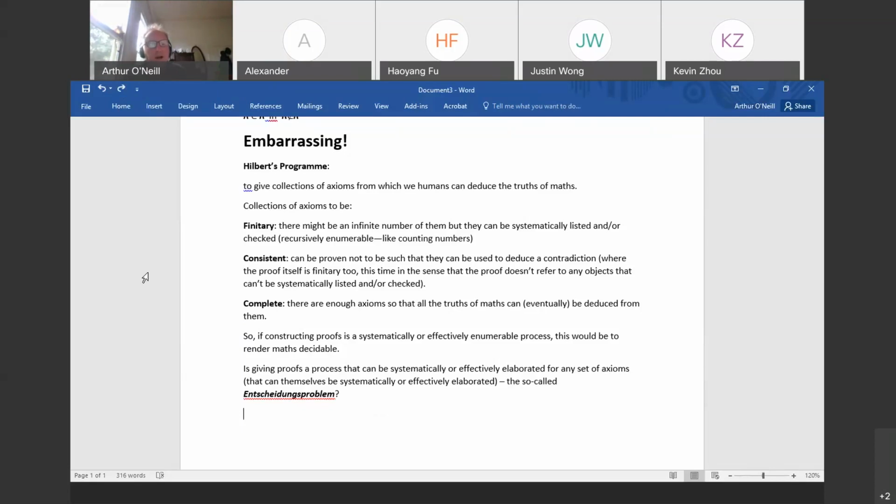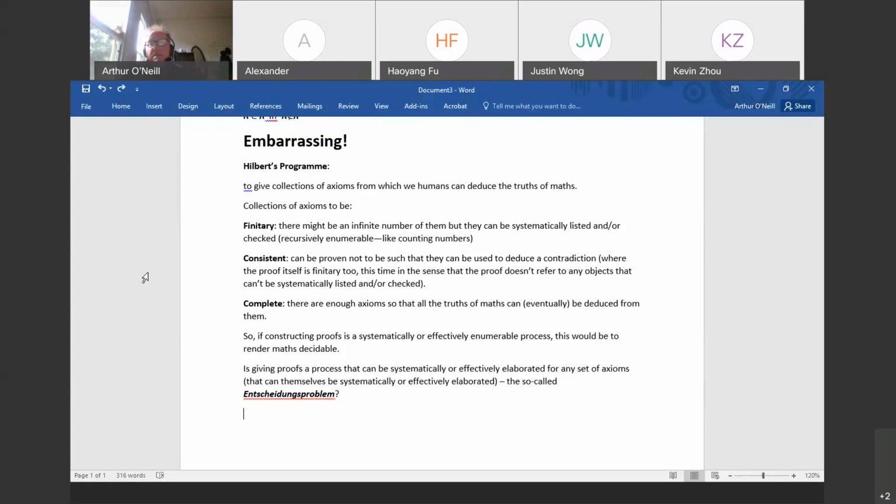But it's not finite. He also wanted them to be consistent, of course. That means he didn't want the sort of thing that happened with naive set theory to happen. He didn't want it to be that you could both prove a theorem from the axioms and prove the opposite of the theorem, the negation of the theorem, from the axioms. That would be awful. Terribly embarrassing.